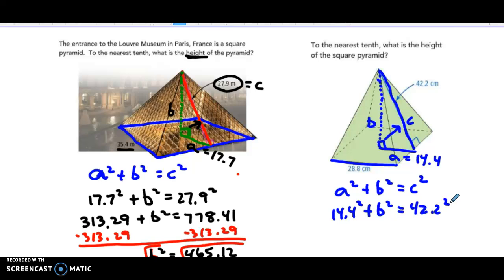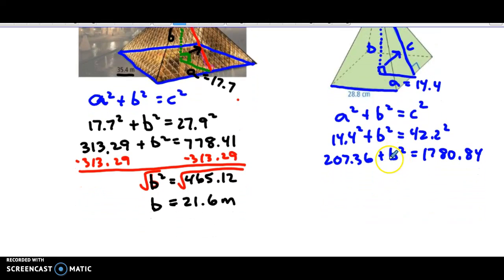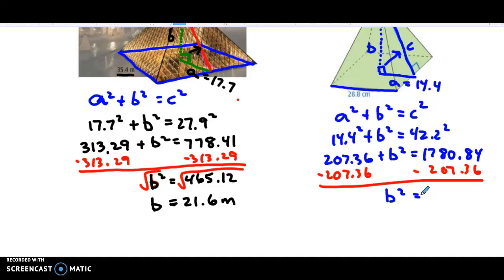So again, I'm going to use my calculator to help me out here. So I'm going to do 14.4 squared. So 14.4 times 14.4, and I'm going to put the entire decimal that I get, which is 207.36 plus b squared, and now I'm going to do 42.2 times 42.2, and I get 1,780.84. Now it's time to solve to get b by itself. I'm going to subtract so that my b term can be all by itself. Whatever I do to one side, I am going to also do to the other to keep my equation balanced. And when I subtract, I get a difference of 1,573.48.